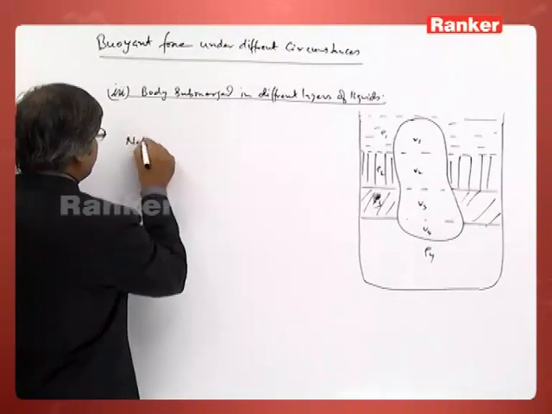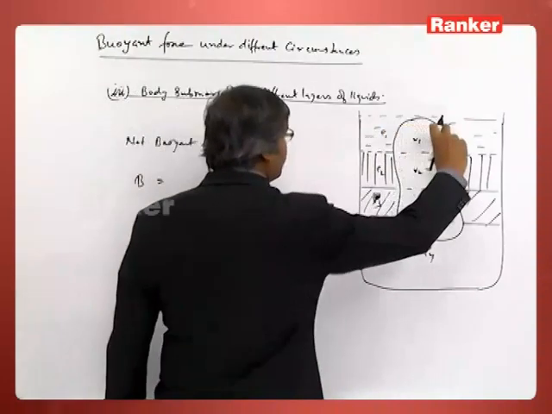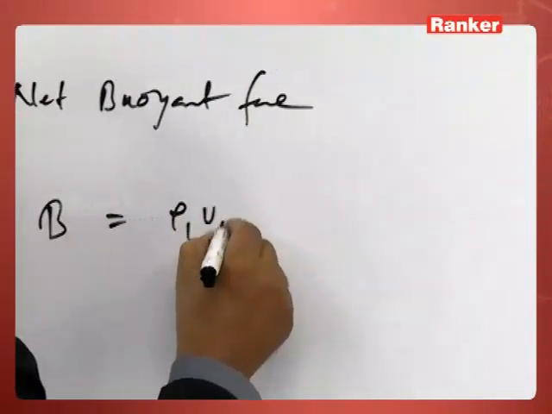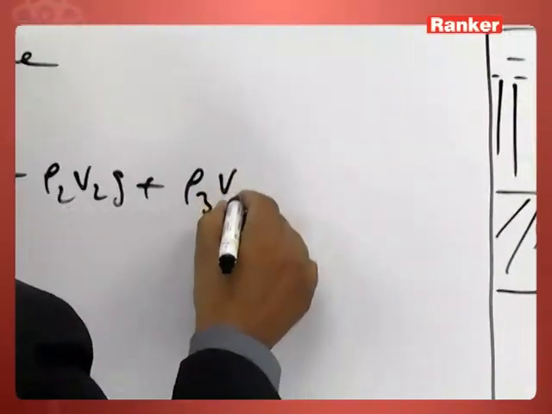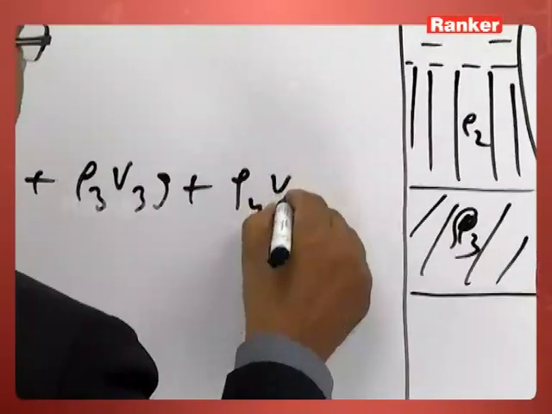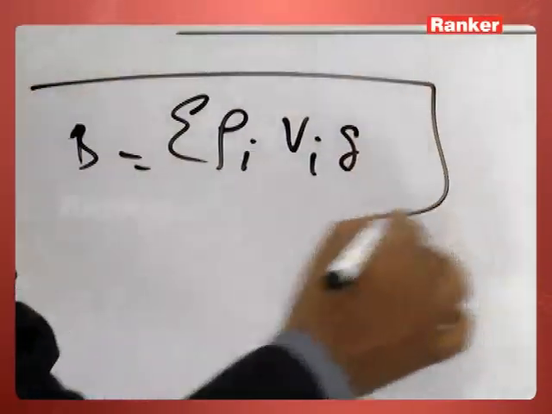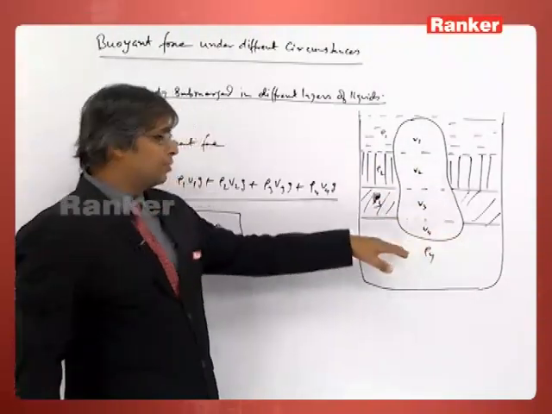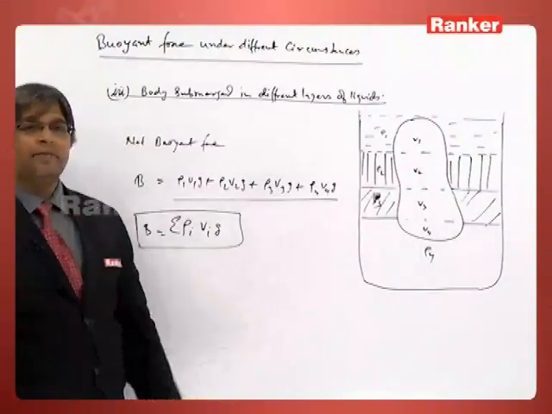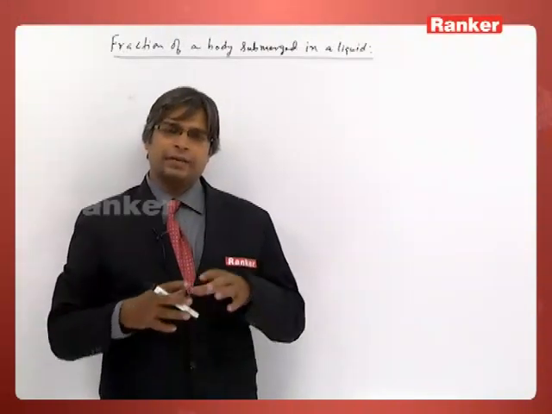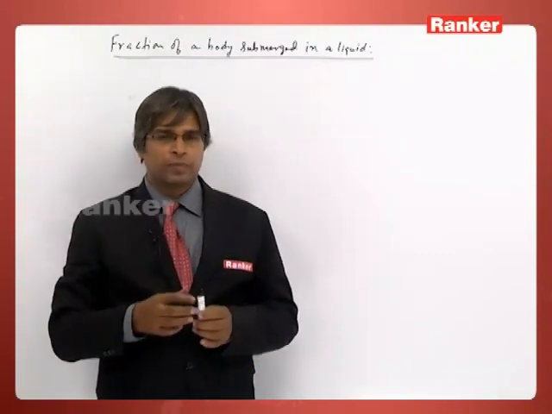So the net buoyant force will be given by the weight of the displaced liquid by this volume, rho 1 V1 g, plus then this one, that is rho 2 V2 g, plus then this, that is rho 3 V3 g, plus then again this, that is rho 4 V4 g. So this will be the sum of rho i Vi g, that is sigma. So thus if a body is submerged in different immiscible liquid layers, then the total buoyant force will be given by this formula. Now let us see that if something like ice is floating in water, how much portion will be inside the water and how much portion will be above the water.